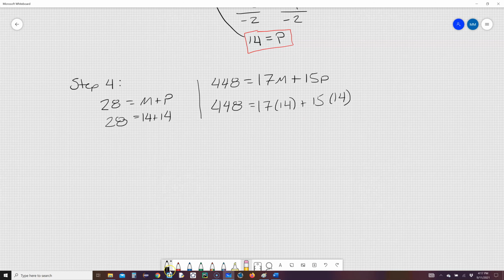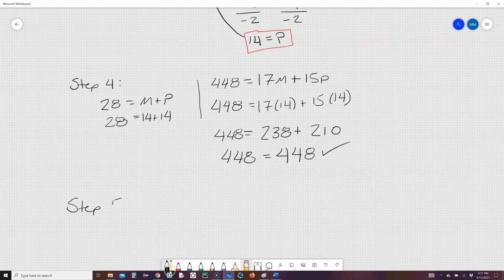Seventeen times 14 is 238. 15 times 14 is 210. And yes, this is 448. So even though we were suspicious, turns out it was okay.